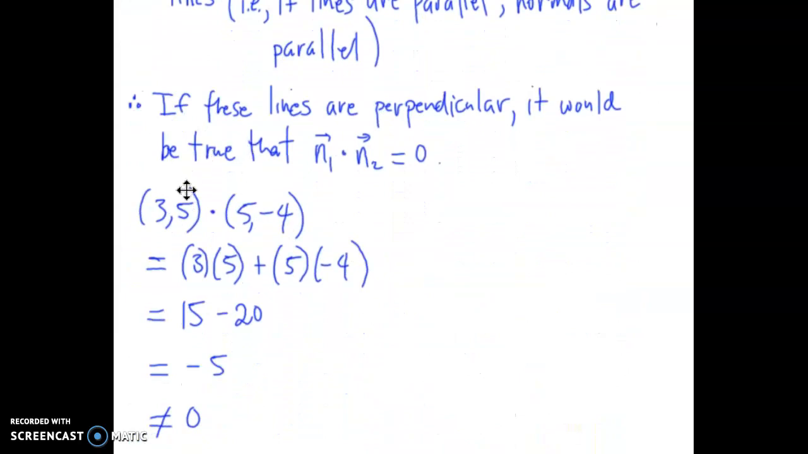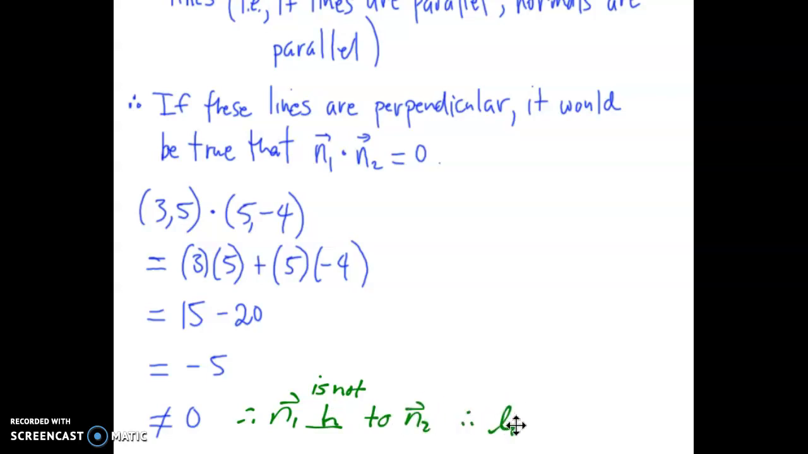So all I've done here is I've dotted my two normals. Working out my answer, I get that the dot product was -5, which is not equal to 0. So what that means is that the normals are not perpendicular to each other. N1 is not perpendicular to N2.